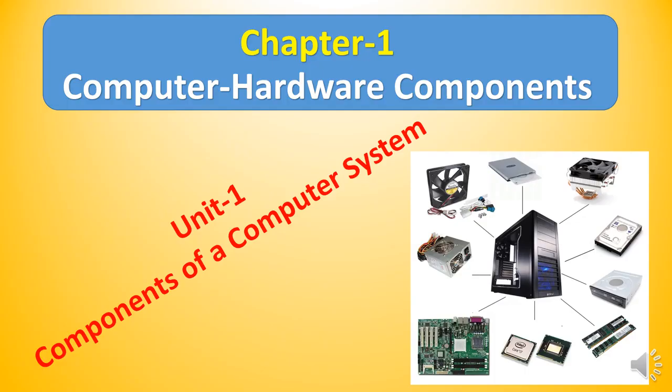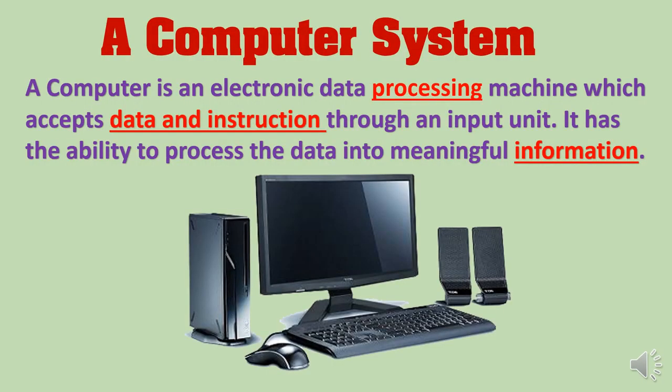Chapter 1 Computer Hardware Components, and the Unit 1 of Chapter 1, that is Components of a Computer System. A computer is an electronic data processing machine which accepts data and instruction through an input unit. It has the ability to process the data into meaningful information.